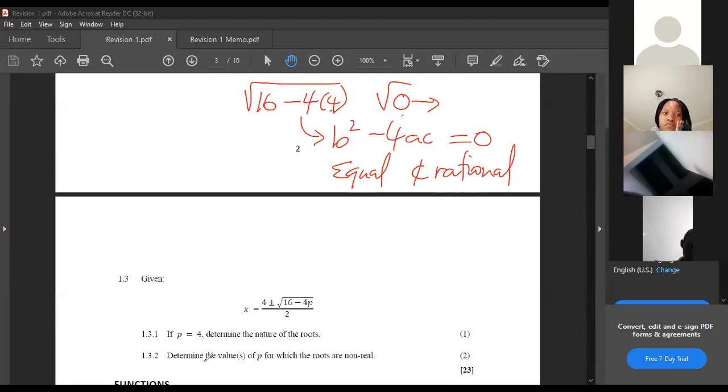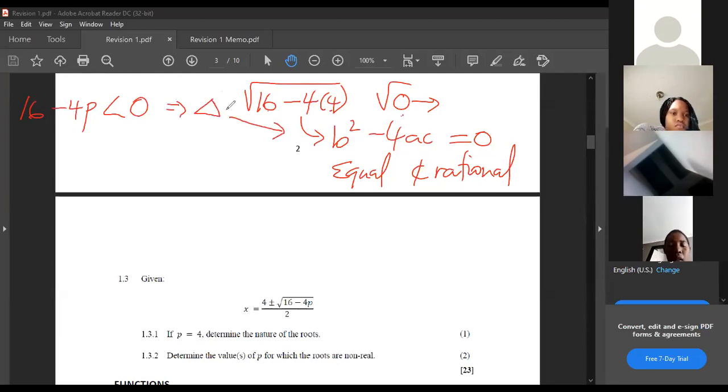The next one says, determine the value or values of P for which the roots are non-real. It's the same as what we did earlier. If the roots are non-real, then 16 minus 4p should be less than 0. The discriminant, whatever is under the square root, should be less than 0 for non-real. The discriminant is just b squared minus 4ac. Then making p the subject of the formula, I will say minus 4p is less than minus 16.